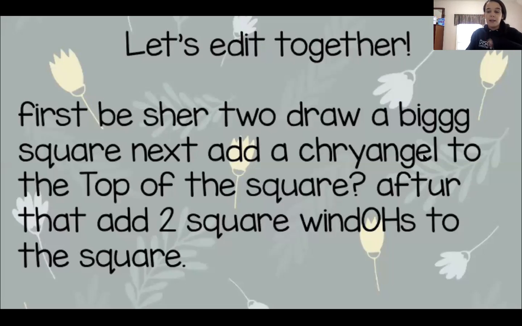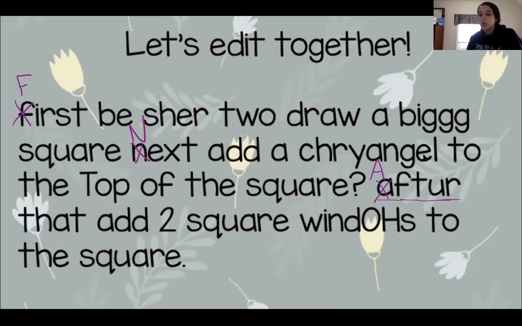All right, so the first thing on my checklist, it said to check for capital letters at the beginning of a sentence. So I know that the very first sentence is right here. So I'm going to cross out that lowercase f, make it a capital. And I'm going to read to find where my next sentence starts. First, be sure to draw a big square. Next, add, oh, so this is the beginning of my next sentence. Next, add a triangle to the top of the square. After, this is the beginning of my next sentence, so that needs to be a capital. That, add 2 square windows to the square. Okay, cool. I got my capital letters.